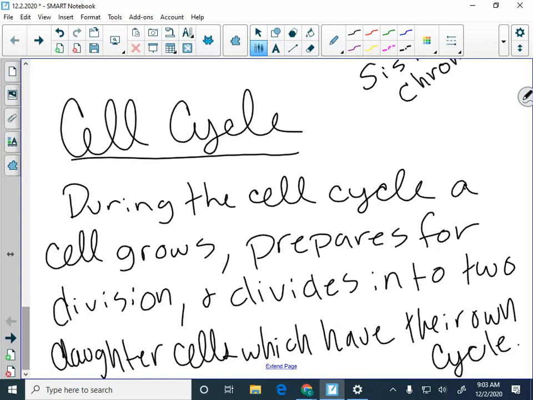Those 2 daughter cells will grow until they get too big and it's time to divide. They'll prepare for division, get everything in order, and divide into 2 new daughter cells, which will grow until they get too big. They will prepare for division, they will divide, they will have 2 daughter cells, and over and over and over again.